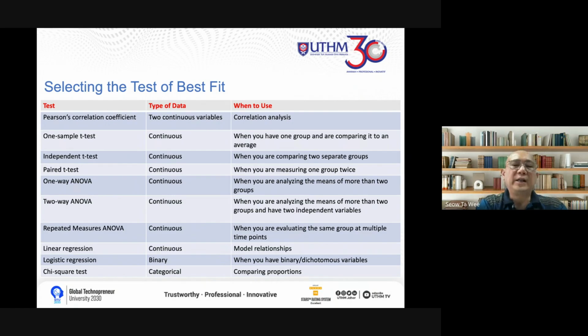Linear regression is a model of relationship. We can build it out to become a mathematical model. Then logistic regression is used when we have a binary or dichotomous variable. The chi-square test is for categorical data, where we compare proportions, the rate between two groups.